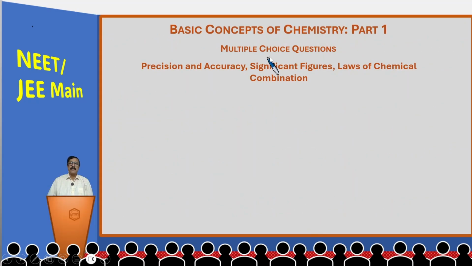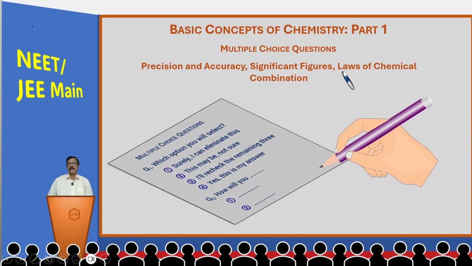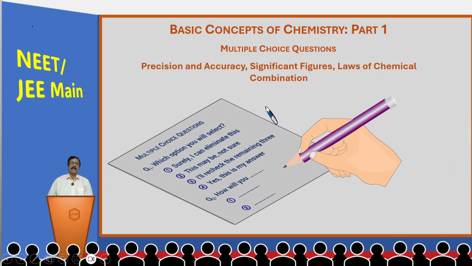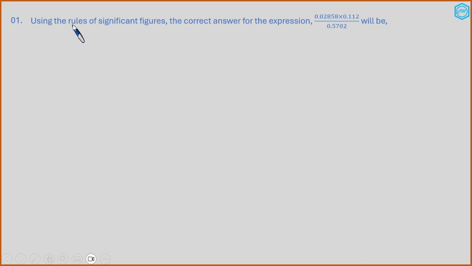Let us work out some multiple choice questions related to precision and accuracy, significant figures, and laws of chemical combination. Question 1. Using the rules of significant figures, the correct answer for the expression, that is, a multiplication and division, will be option 1, option 2, option 3, and option 4.